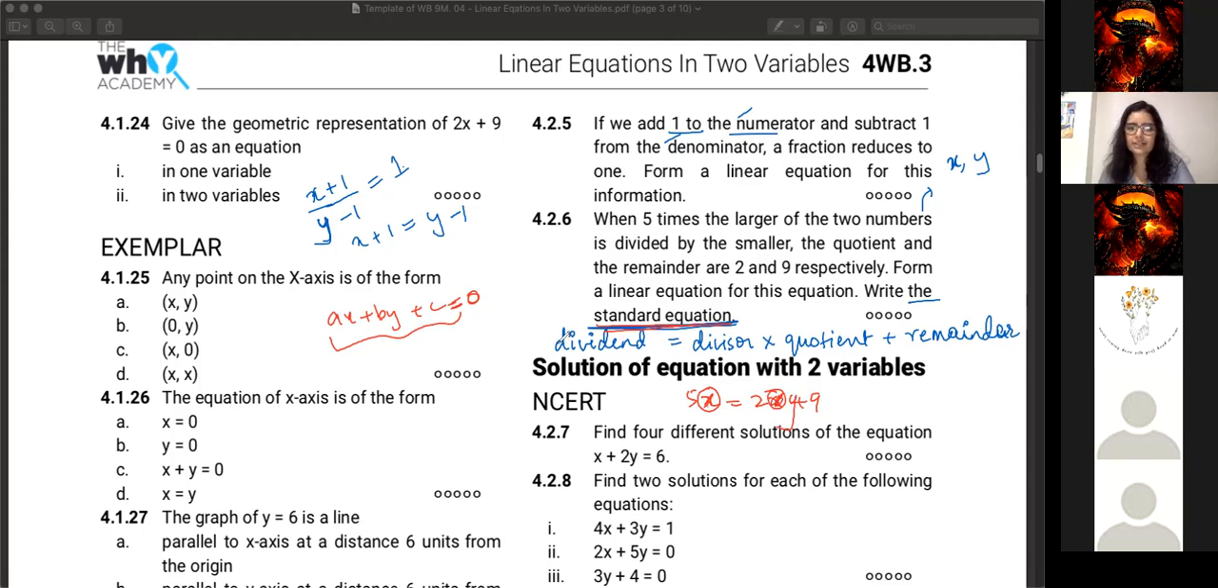So 5 times the larger number divided by the smaller number. So y into quotient is into 2 plus 9 is plus remainder. So your logic is right because you have two different numbers, right? एक बड़ा एक छोटा है. So use different variables for different numbers. That is it.